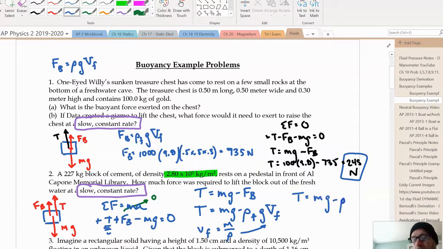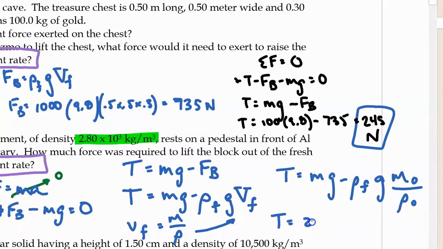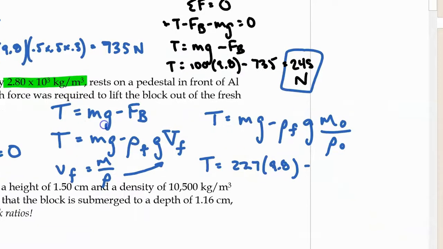So tension equals mg minus density of the fluid times gravity times the mass of the object divided by the density of the object. All right, I'll give it a wipe here. And I think that's everything. Let's plug in some numbers. So I've got 227 times 9.8 minus the density of the fluid, 1,000, times 9.8, times the mass of the object over the density of the object.